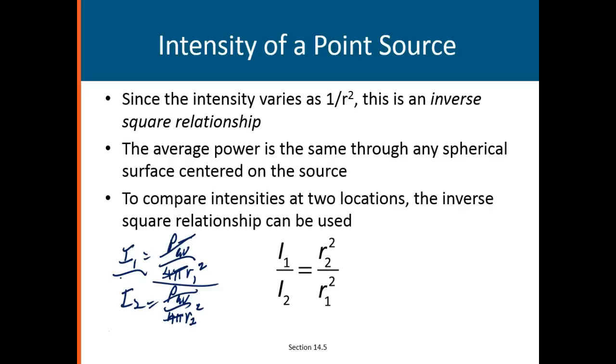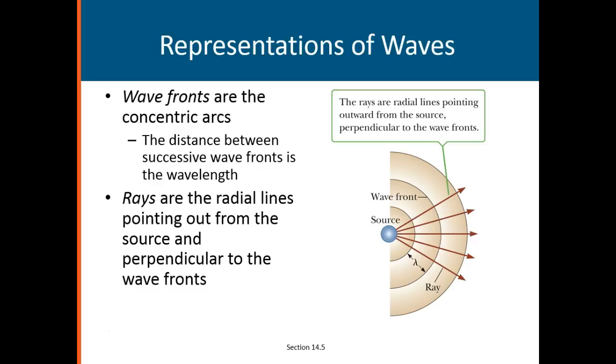Now, how do we represent those waves? Well, one name is the wave front. That's where the wave is at any given time. And the wave fronts are concentric arcs. Here's a wave front, there's a wave front, there's a wave front. The distance between successive wave fronts is the wavelength.